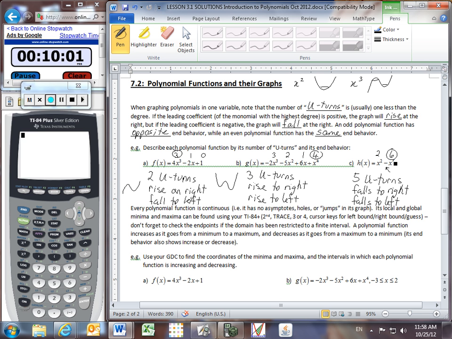And this one is a 6th degree equation with a negative leading coefficient, 5 U-turns, falls to the right and falls to the left. So there's the fall on the left. 1 U-turn, 2 U-turns, 3 U-turns, 4 U-turns, 5 U-turns, falls to the right. Okay. Just a sketch. Obviously the graphs do look quite different from these, but this kind of gives us an idea about how the degree of the polynomial and the end behavior look like.